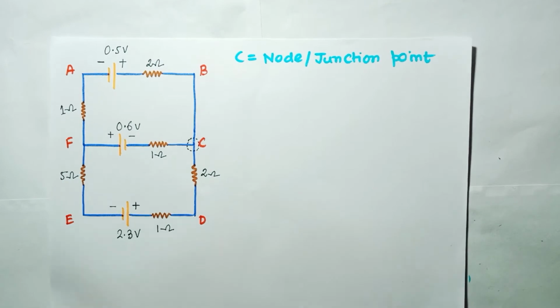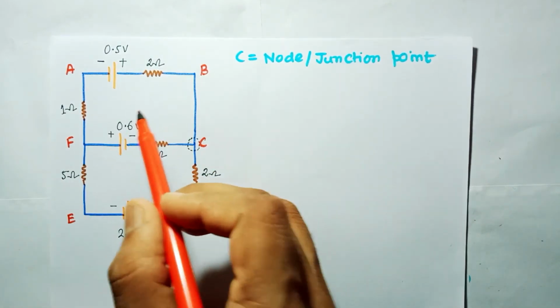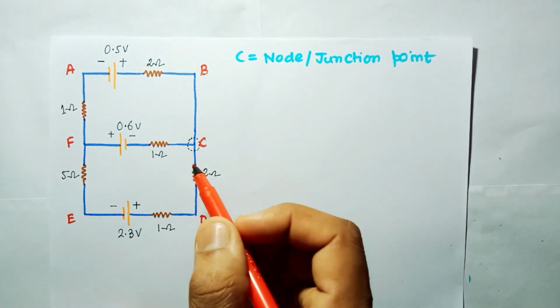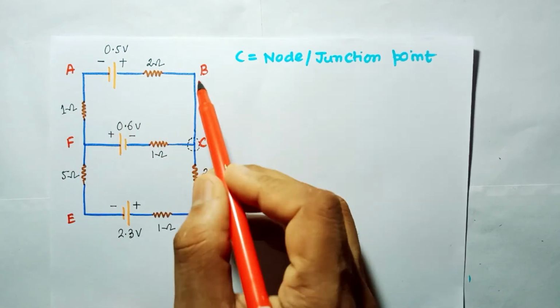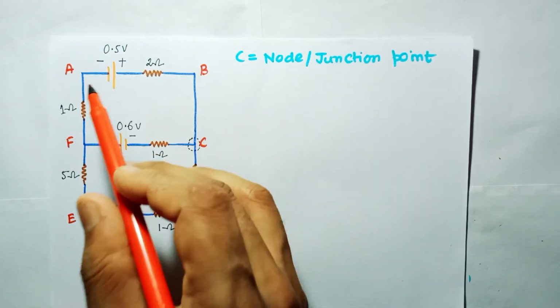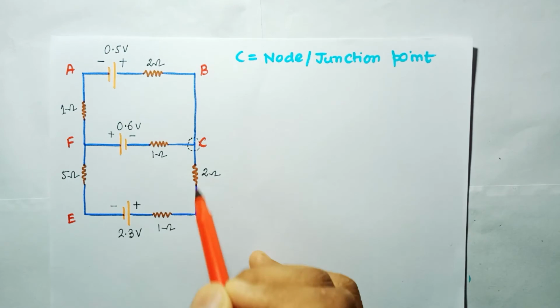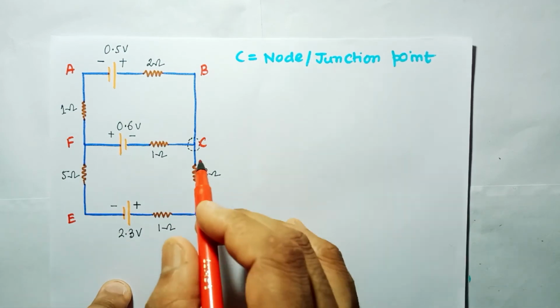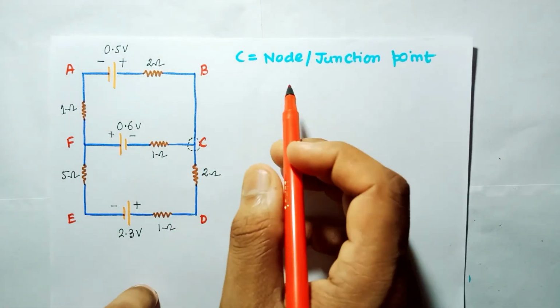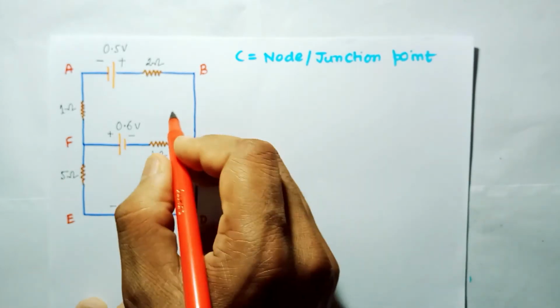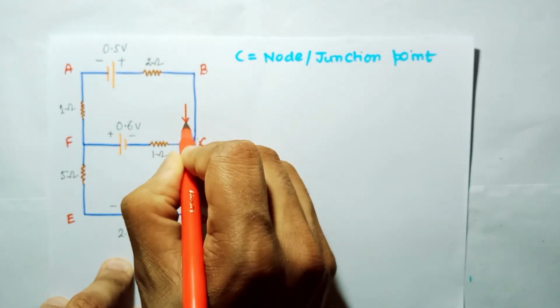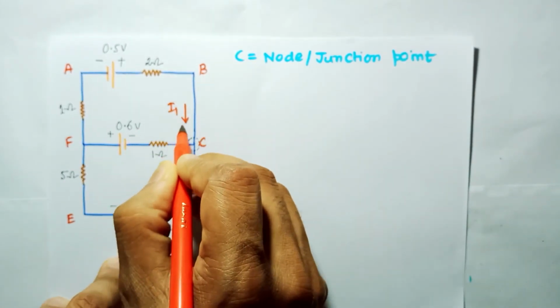So this is our next problem. There is also almost the same kind of problem like the previous one. So we can see there are also two loops: ABCFA, and another loop FCDEF. So C is called, like before, the node or the junction point. So in the node we can write that, suppose I am taking this as the direction of the current I1, and it splits here.